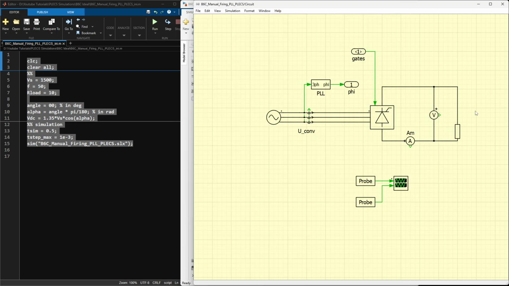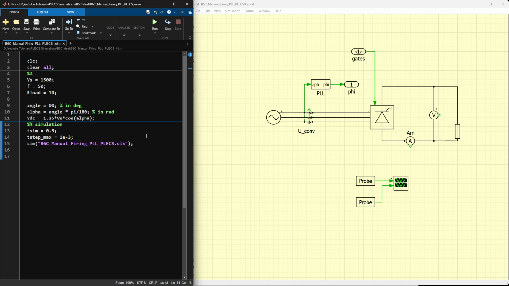Let's analyze further with different other angles. If the angle is less than 90 degrees, then we have the rectification mode of the converter. In case we have an angle greater than 90 degrees, let's start with 90. Ideally we should get an average output voltage of 0 volts.